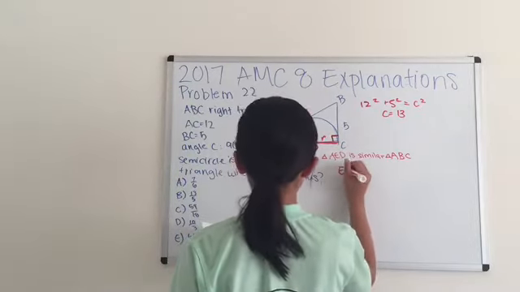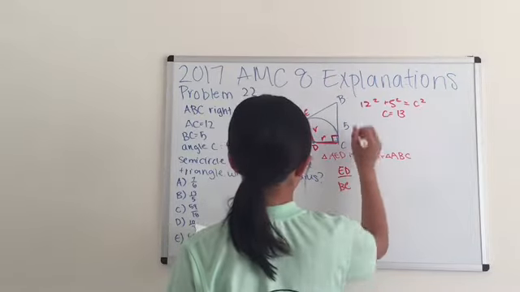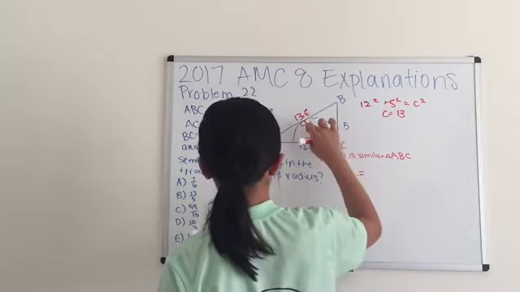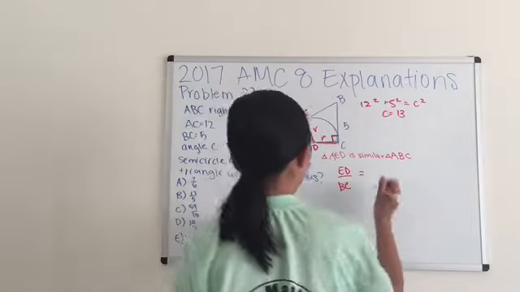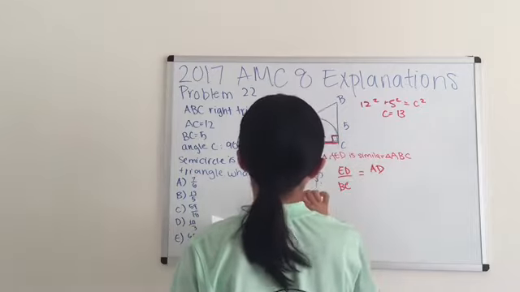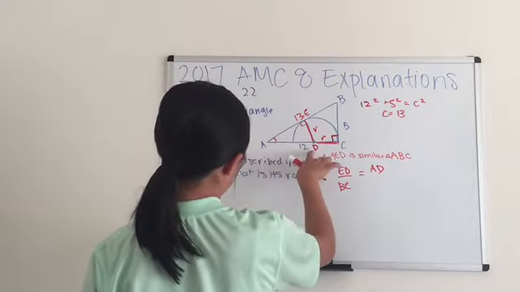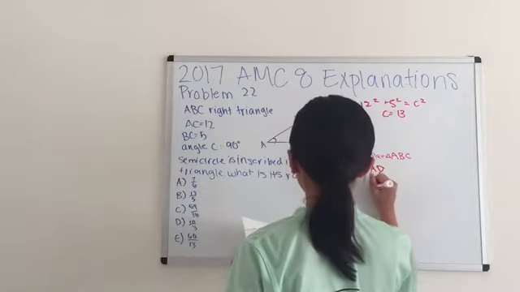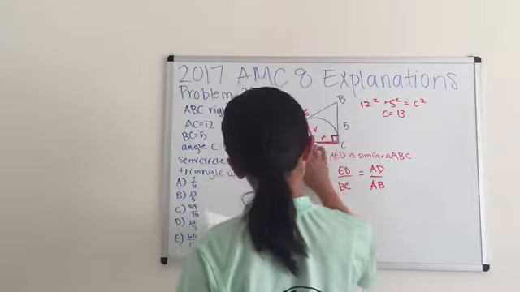So that means AED, which is the radius, over BC, which is 5, would equal AD, which is from A to point D, so it's 12 minus R, over AB. This is because this is the bottom of this right triangle, and this is technically the bottom of this right triangle, and this is the sideline and so is this.